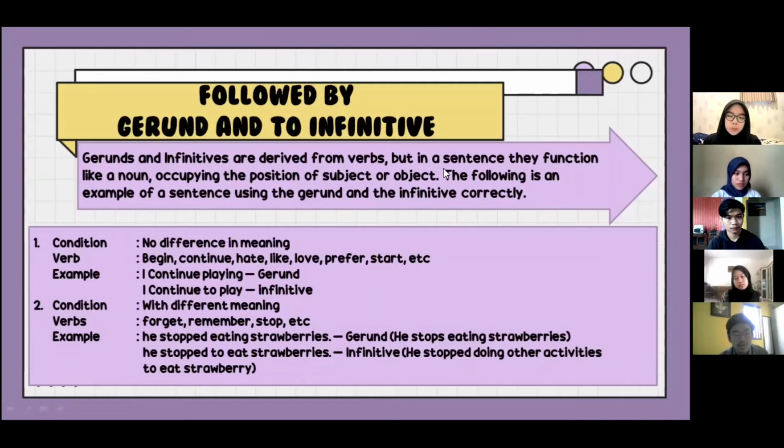Number 2. Condition: with different meaning. Verbs: forget, remember, stop, etc. Example. He stopped eating strawberries. Gerund. He stops eating strawberries. He stopped to eat strawberries. Infinitive. He stopped doing other activities to eat strawberries.